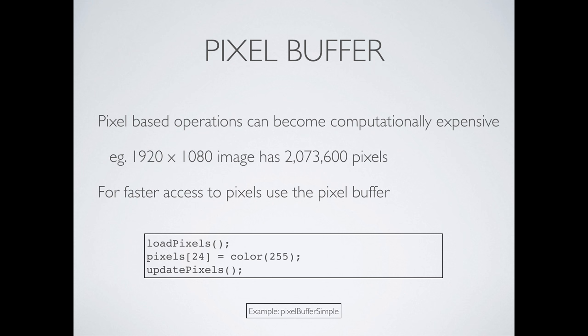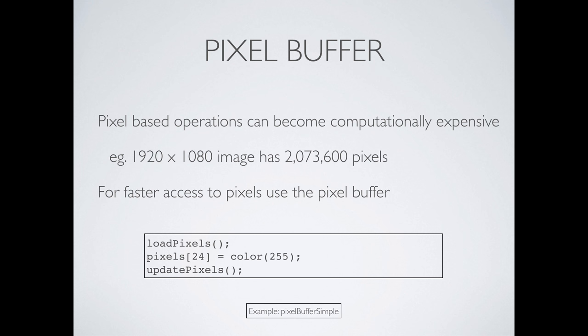Pixel-based operations, if you're doing a lot of them, and especially if you're doing them every time the draw method is being called, can very quickly become very computationally expensive. It can take a lot of processing power and slow your sketch down. If you think about it, an HD size image, 1920 pixels by 1080 pixels, has more than 2 million pixels in it. And these days, that's not a particularly large image.